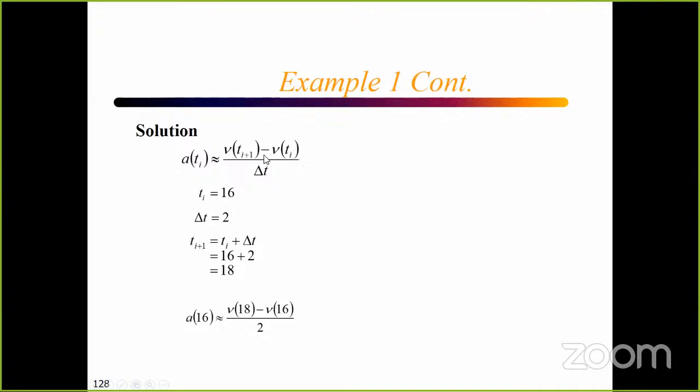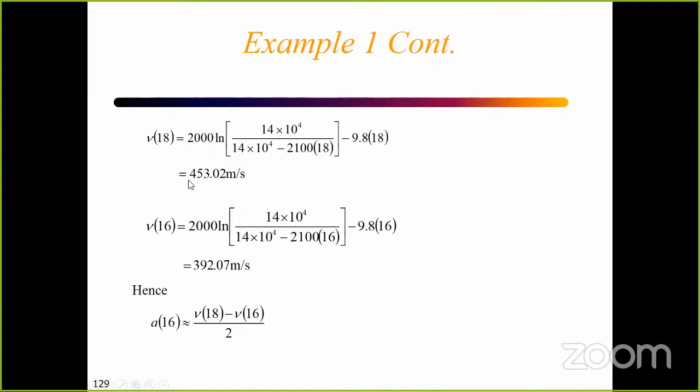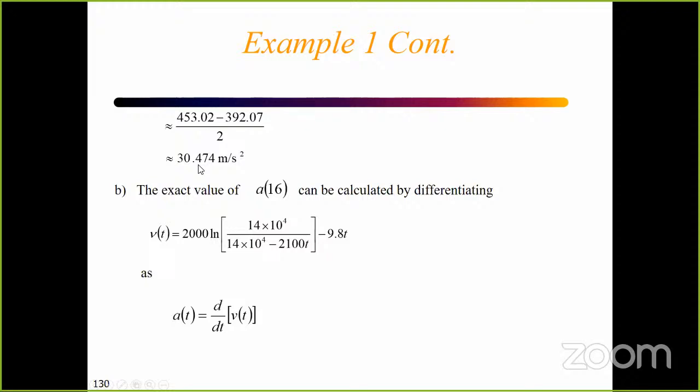Acceleration is equal to the difference in velocities at the two instants over delta t. t_i is the initial 16 seconds. Delta t is the 2 seconds that they give. t_{i+1} is equal to t_i plus delta t, which is 18. Acceleration at 16 is the velocity at 18 seconds minus the velocity at 16 seconds, over 2. If we estimate the velocity at 18 from the formula, you will get about 450 meters per second. Velocity at 16 is about 392 meters per second. Hence, the acceleration is the velocity difference delta v between these two over 2, about 30 meters per second.